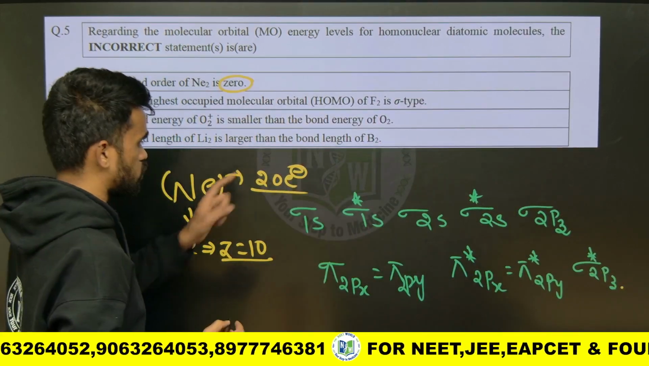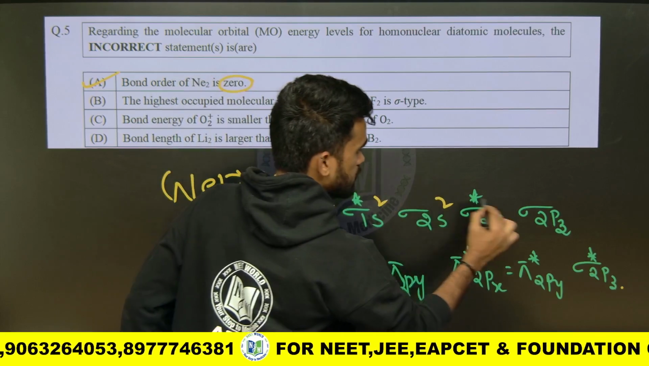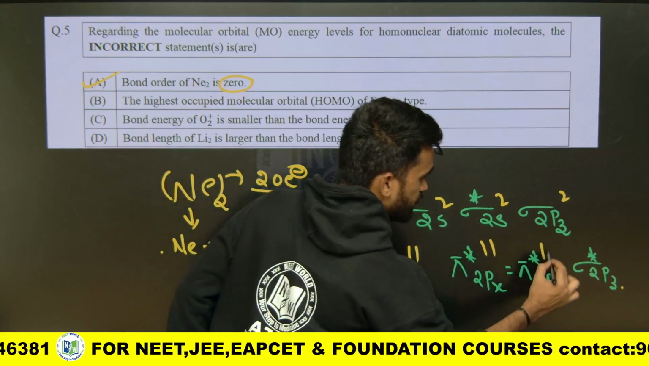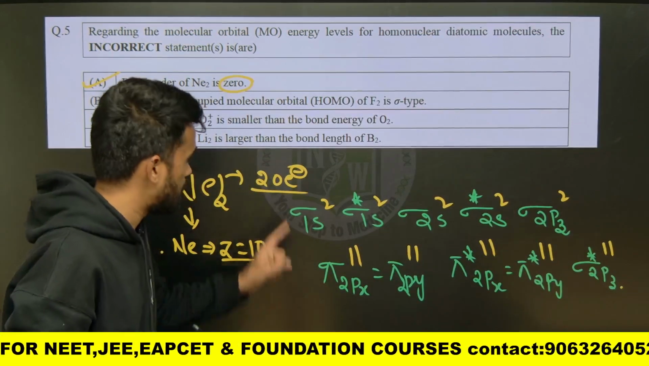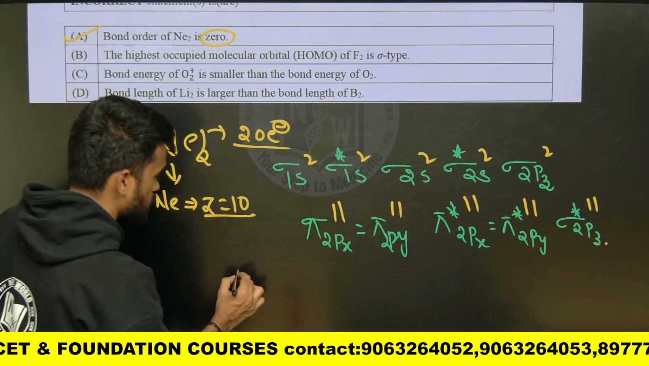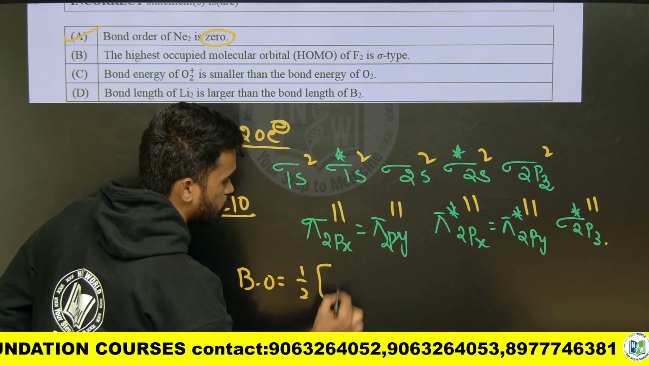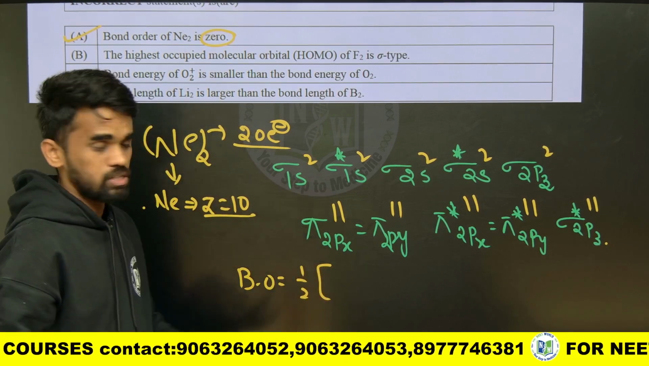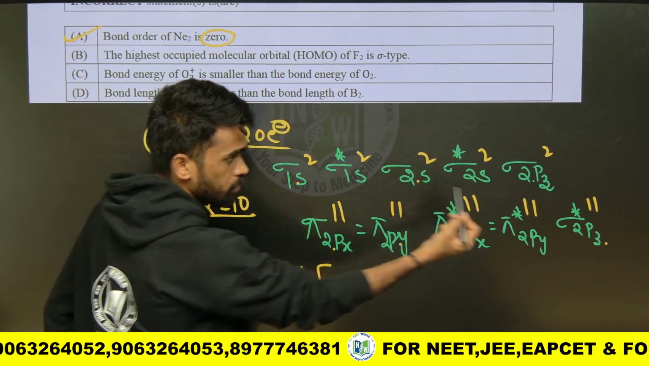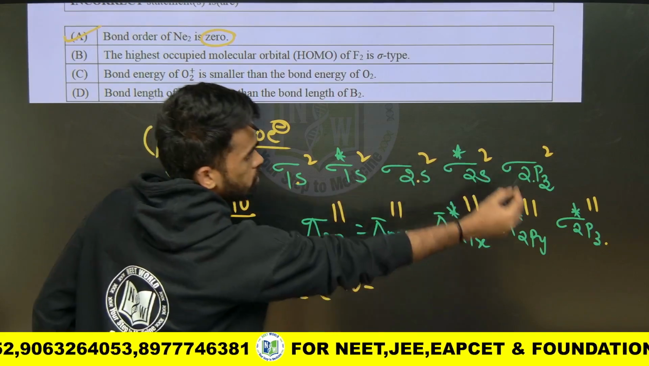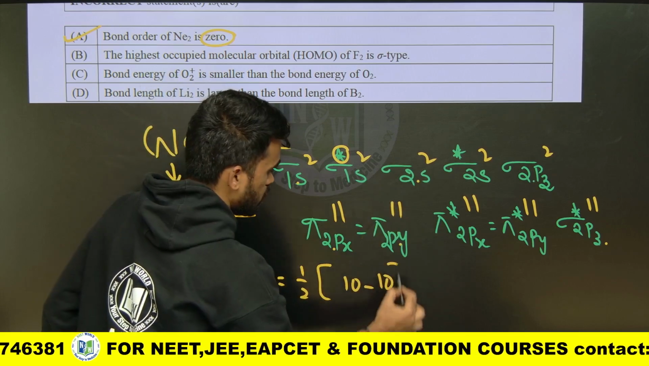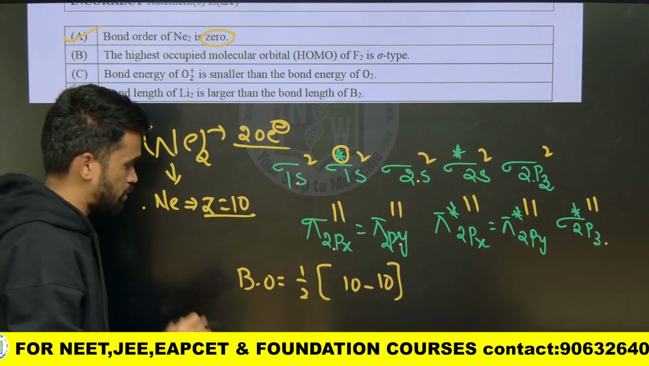So if you fill these 20 electrons: 2, 4, 6, 8, 10 over, then 11, 12, 13, 14 over, 15, 16, 17, 18, 19, 20. All 20 electrons are filled. Whenever we have 20 electrons, we fill like this. Now what is the bond order formula? Bond order equals half into (number of bonding electrons minus number of anti-bonding electrons). Bonding electrons are 2, 4, 6, 8, 10, so 10 electrons are bonding. Similarly, the star indicates anti-bonding orbitals, and the number of anti-bonding electrons is also 10. So 10 minus 10 is 0, 0 by 2 is 0. So the bond order will be 0.